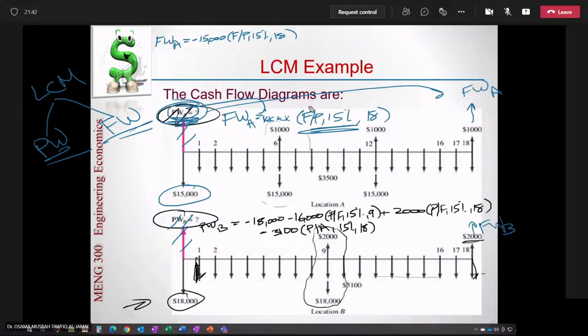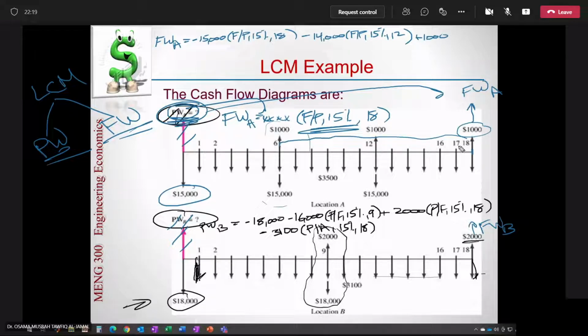Take the second one, minus 14,000. F giving P, 15%, for how long? 18 minus 6, so 12 years. We are talking about only this much of years, not from the beginning. It's over 12 years. And the last one, plus 1,000. Do we have any standard notation for it? No. Why? Because it's in the same year as the last one.